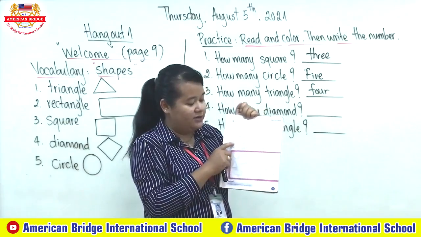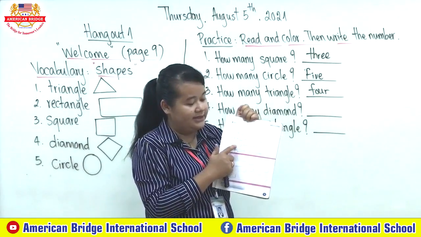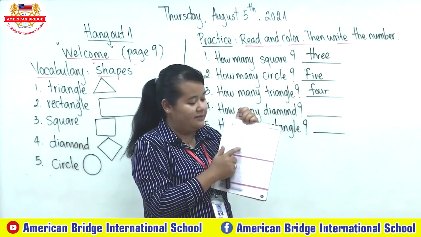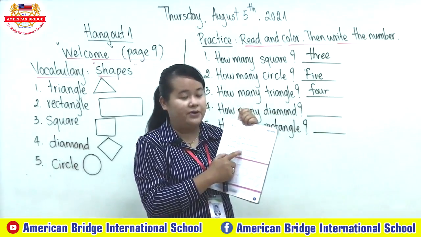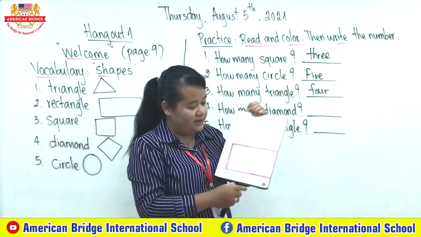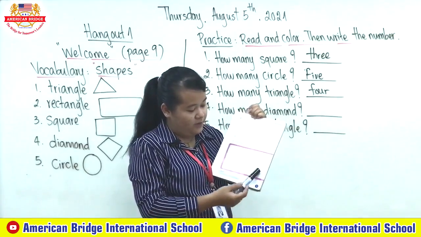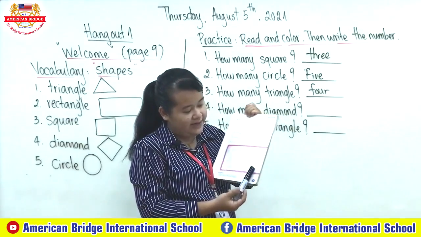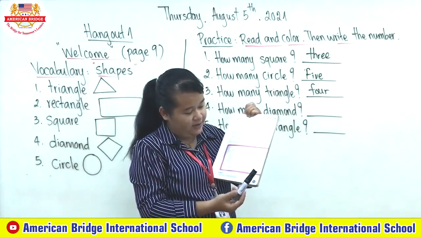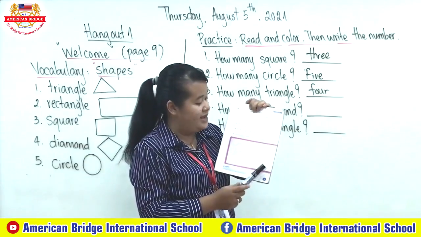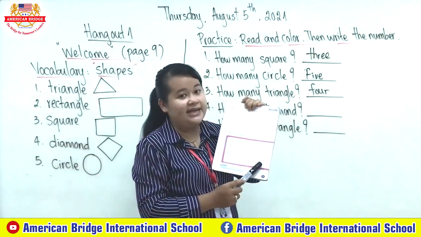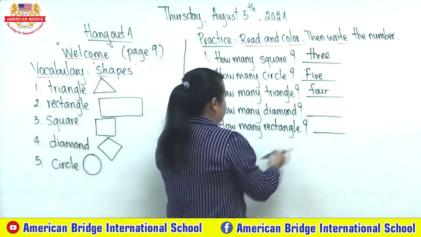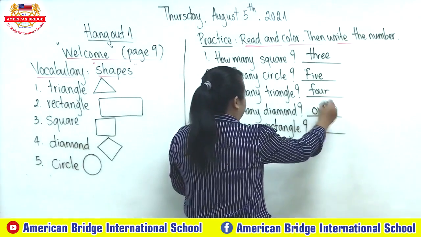Now let's move on to number 4. Color the diamond. Color the diamond purple. How many diamonds? Let's count: 1. Only 1, everyone? Good. So we have only 1. We need to color this 1 diamond purple. So how many diamonds? 1.